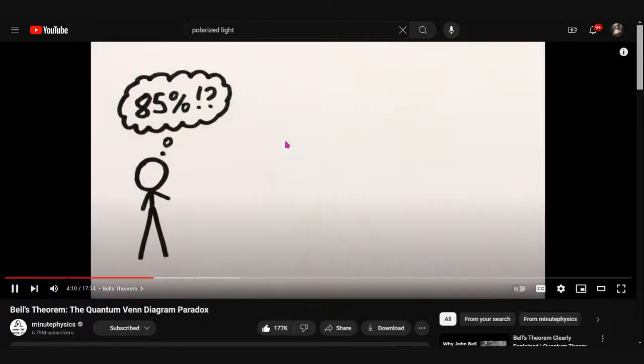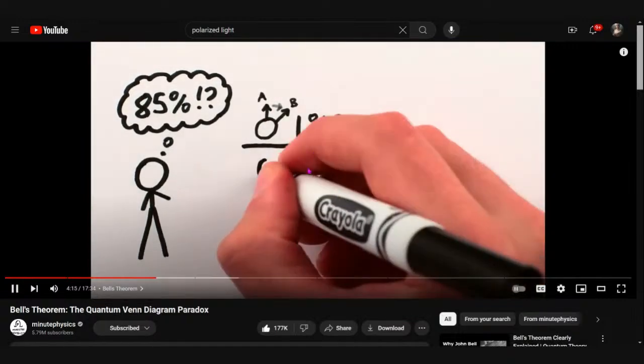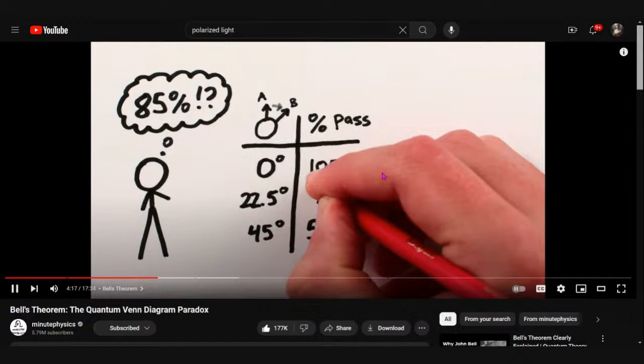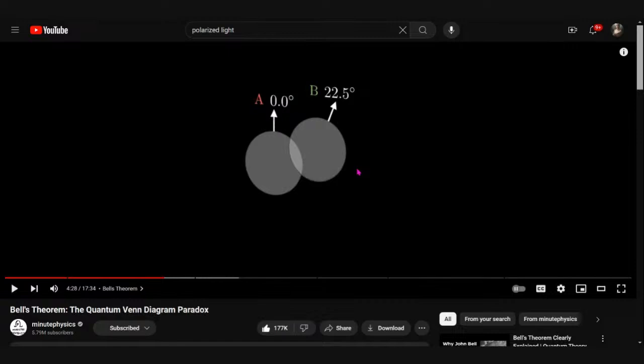What's strange about that last number is that you might expect it to be more like halfway between 50% and 100%, since 22.5 degrees is halfway between 0 and 45, but 85% is significantly higher. To see concretely how strange this is, let's look at a particular arrangement of our three filters. A, oriented vertically, B, oriented 22.5 degrees from vertical, and C, oriented 45 degrees from vertical.